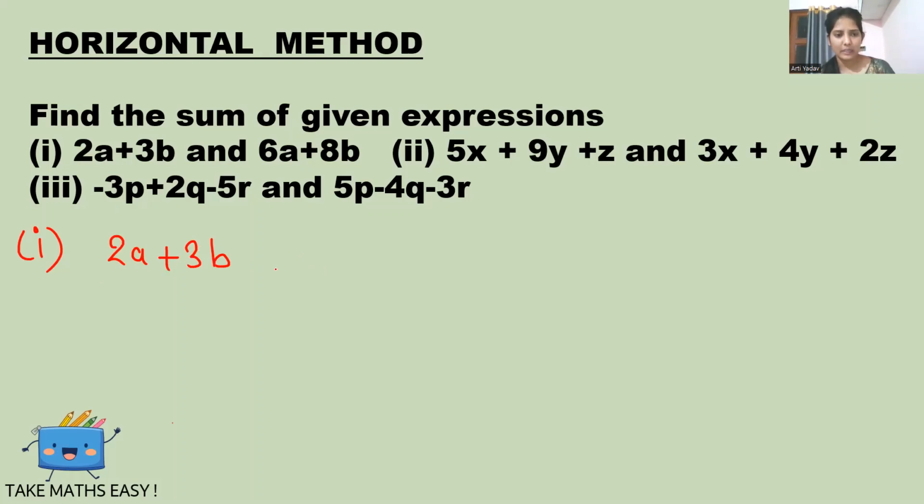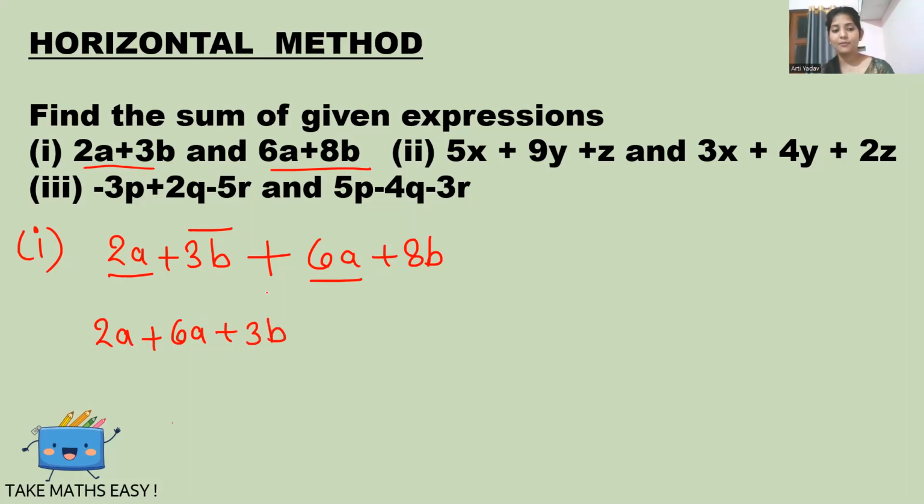So 2a plus 3b, and because we have to add them, we have to add this expression and this one. So in the middle we are just using an addition sign, and then 6a plus 8b. So 2a plus 3b plus 6a plus 8b. Now what do you have to do? You have to separate the like terms. Now see, 2a and 6a are like terms, so we will write them together: 2a plus 6a. And then 3b positive. You have to write them with their sign. So 3b positive and here 8b. They are like terms, so we are writing them together.